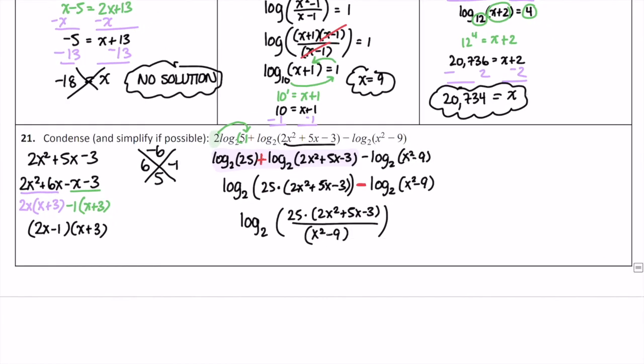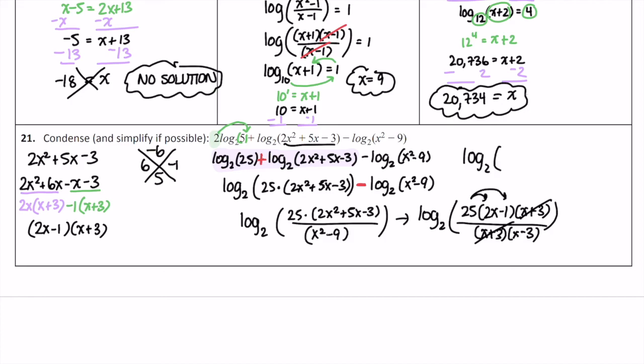So hopefully you can see now that the top and bottom will share a factor in common. I have 2x minus 1 times x plus 3. In the bottom, x squared minus 9 is x plus 3 times x minus 3. That's the difference of two squares. These x plus 3's cancel, and my final answer is log base 2 of, I'm going to distribute that 25, to 50x minus 25 all over x minus 3, and this is my final answer.